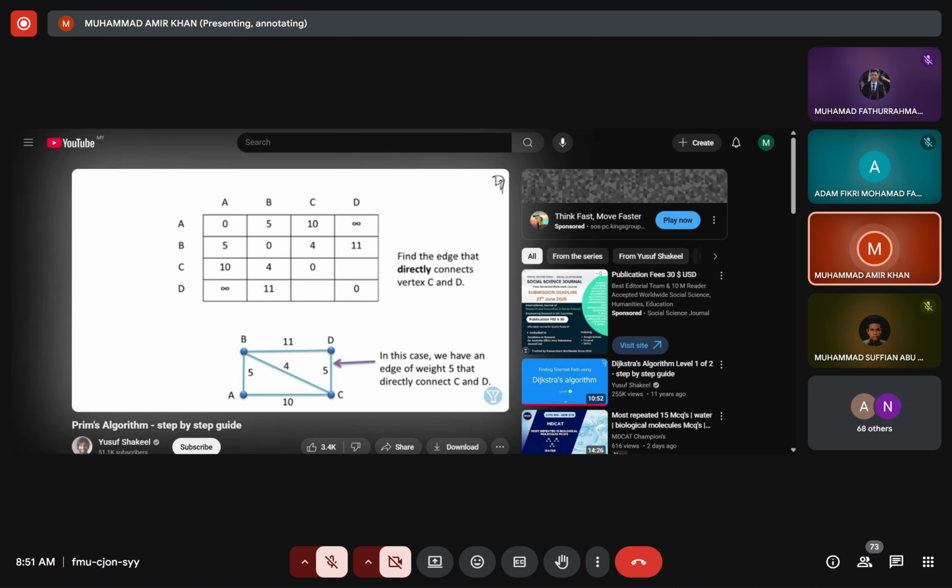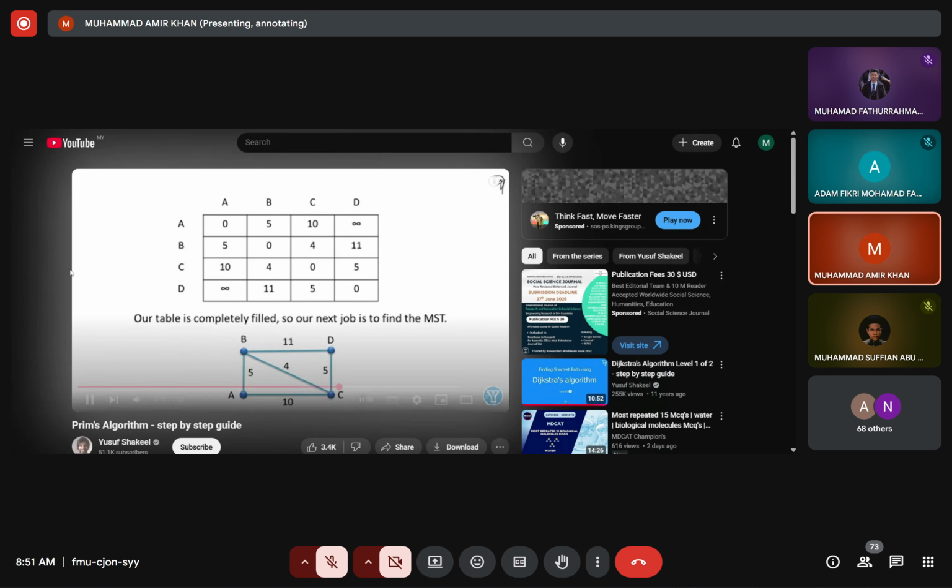And then CD. For CD, we have 5. So we write 5 in CD and DC. So our table is completely filled. So now our next job is to find the MST. Very simple. MST, minimum spanning tree.